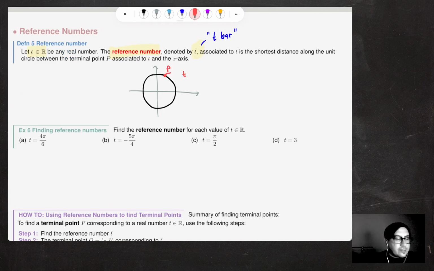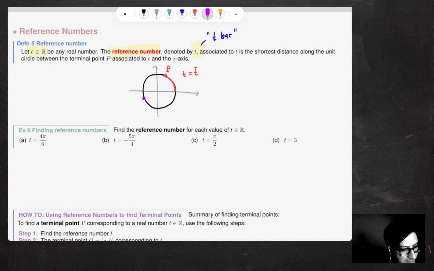Okay, now in this case, let me make my stick a little nicer. The terminal point t is the same thing as the reference number, because the shortest way to get to the x-axis is basically by following its own little path. Where it gets really interesting here is, let's say I am over here.